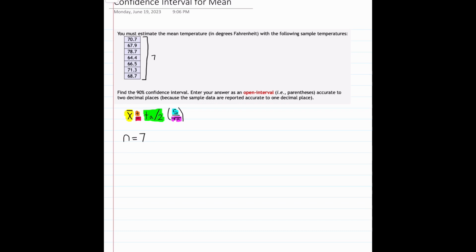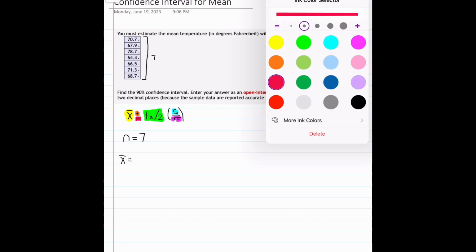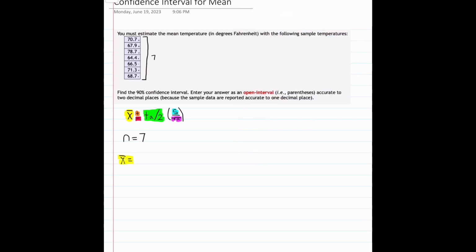So first we have to find our n, that is the total amount in our sample. So here we have 7. And then next we're going to look for our x bar, being the mean, and our s, the standard deviation.